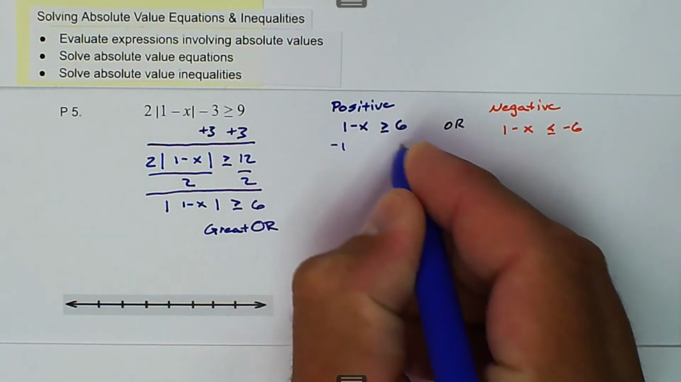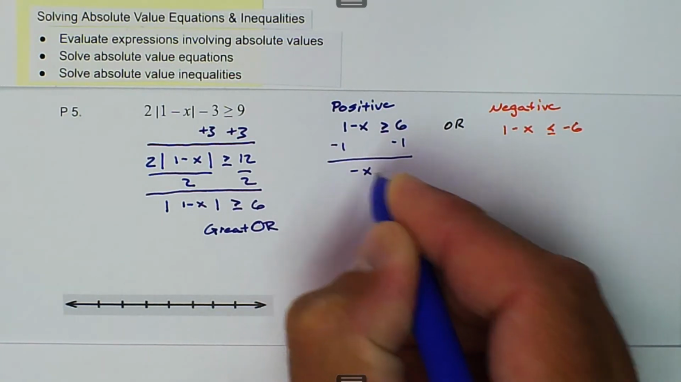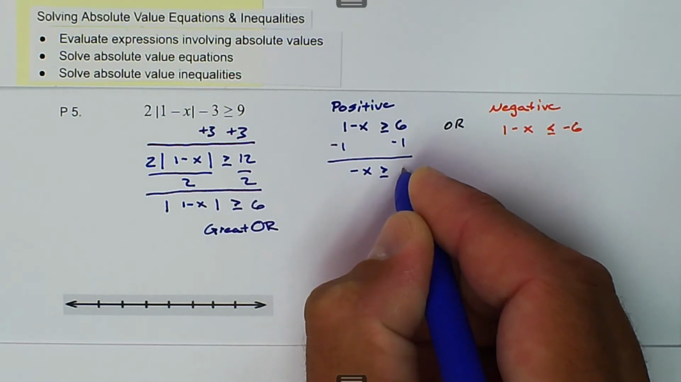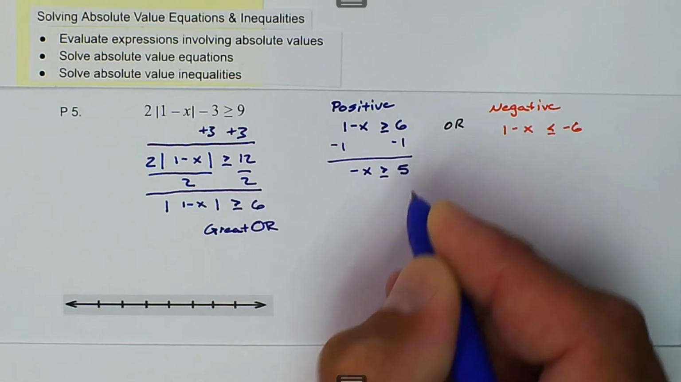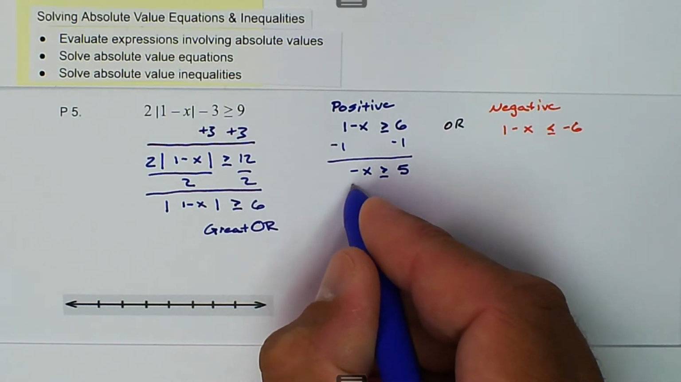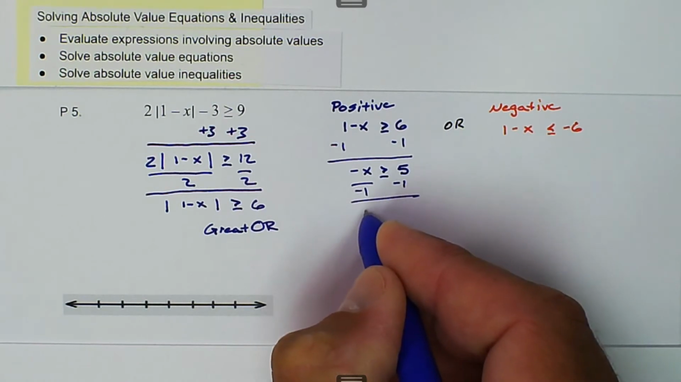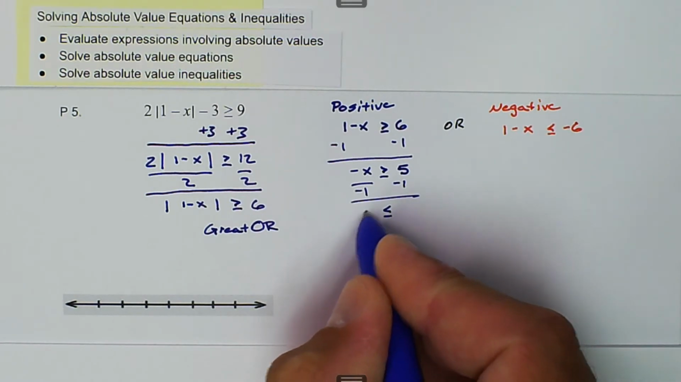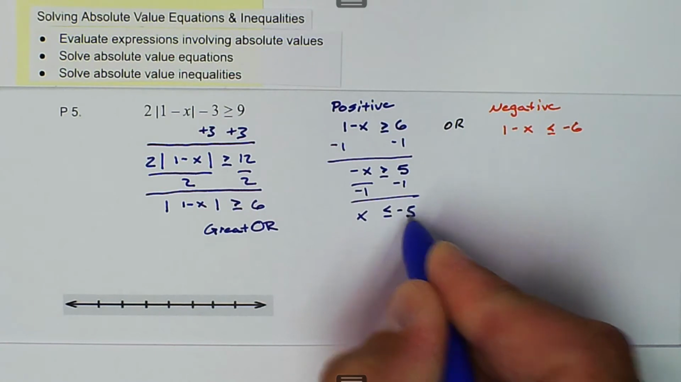So we subtract 1, and we get negative x is greater than or equal to 5. Now we divide by negative 1, and because we divided by negative 1, we have to change the direction of the inequality sign. So we get x is less than or equal to negative 5.